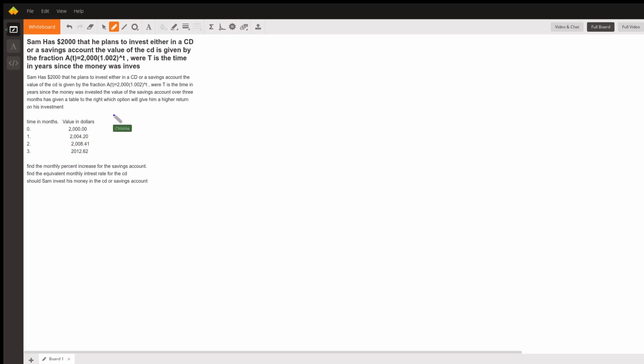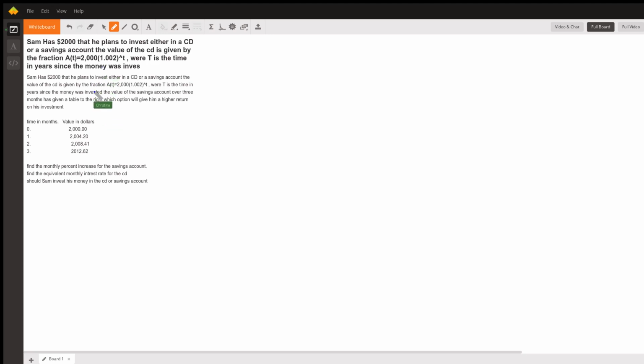So in order for us to really compare, they're asking us to do a couple of things. One, they want us to find the monthly percent increase for the savings account. So we have to determine the percent increase for this data in the table. Two, find the equivalent monthly interest rate for the CD. So going back to the function, determine what the monthly interest rate is. Remember, this is in years, so we want to convert this to months. And then three, decide if Sam should invest in the CD or the savings account. That's really going to be based on comparing what we get from here to here, if I'm interpreting this question correctly. So let's go ahead and find the monthly percent increase for the savings account.